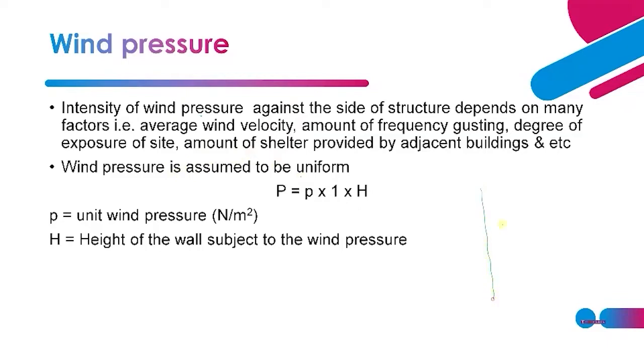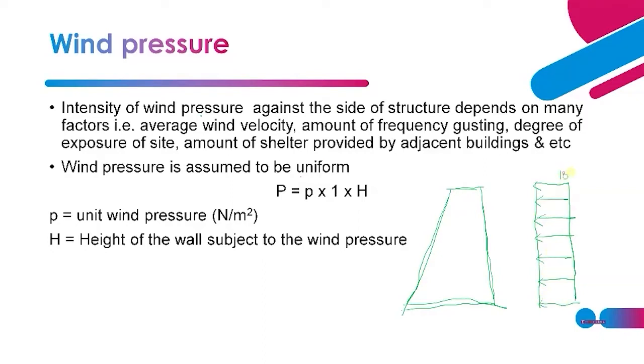When I say uniform, it means, for example, you have your retaining wall here. For example, the retaining wall cross section looks like this. Uniform, let me draw so you understand. From top to bottom it is uniform, for example 10 Newton per meter square, the same from top to bottom. P is unit wind pressure. The 1 is there because it is uniform, so multiply by 1. H is the height of the wall. If the height is 3 meters then it is 3 meters, because we assume it is the same for all the height of the wall.